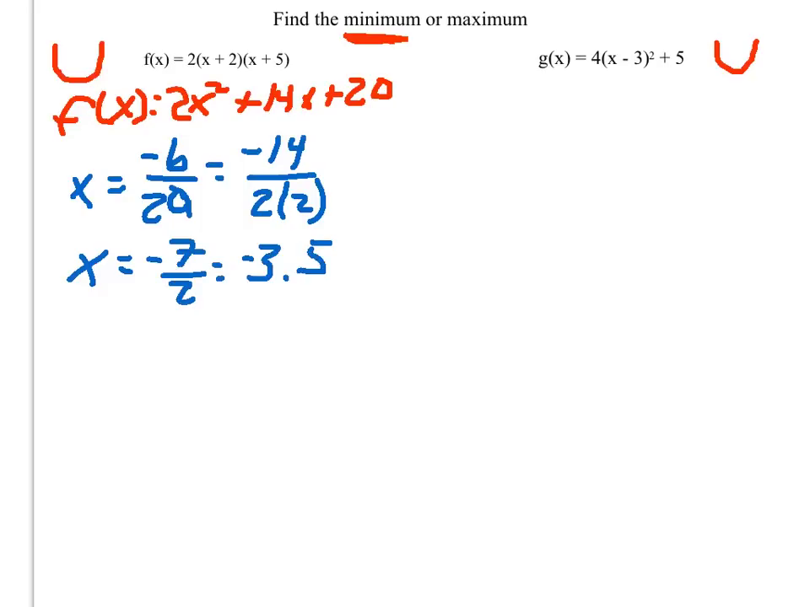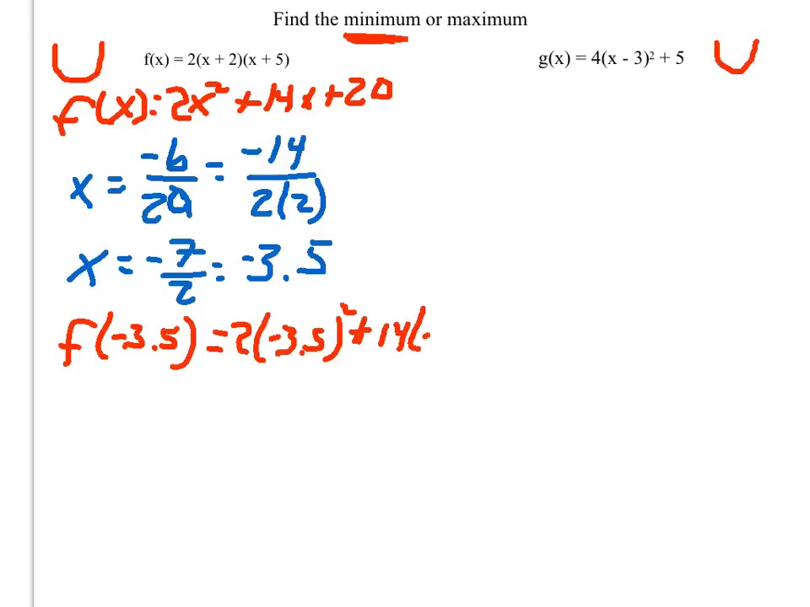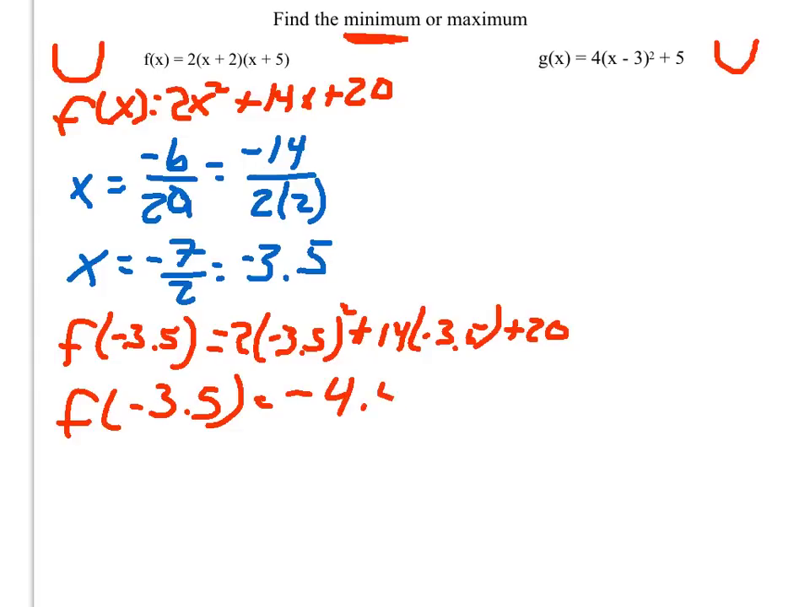So now we plug that back into the equation so we can figure out where the y-coordinate is, because if you remember, f of x is the same as y. So we are finding f of negative 3.5, so we just plug in, equals 2 times negative 3.5 squared plus 14 times negative 3.5 plus 20. So f of negative 3.5, or basically our y value, will wind up being negative 4.5. So that is our minimum value.